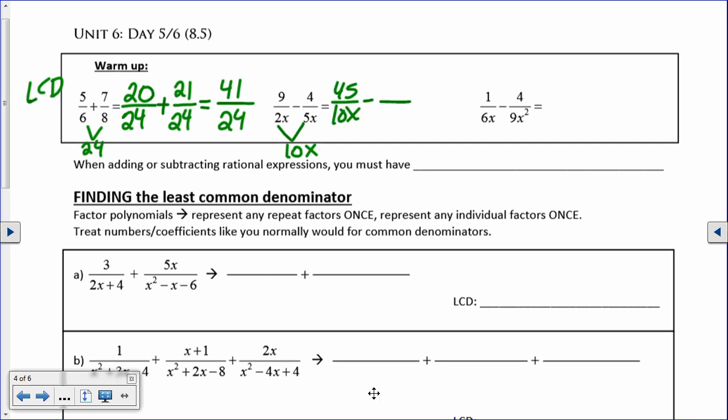Okay? What would I multiply the second fraction by to get to 10x? 2. So what would the top be? 8. And then the bottom? 10x. Alright, now that the denominators are the same, what would the numerator be? 45 minus 8. Which is? 37. Over 10x.